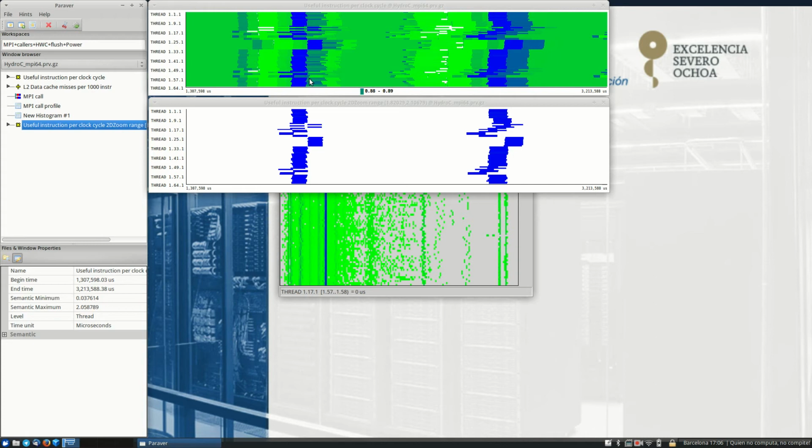Well, that's quite useful. It lets me profile my application very well. Yes, you can spot easily where your IPC is low and probably understand why it is low.